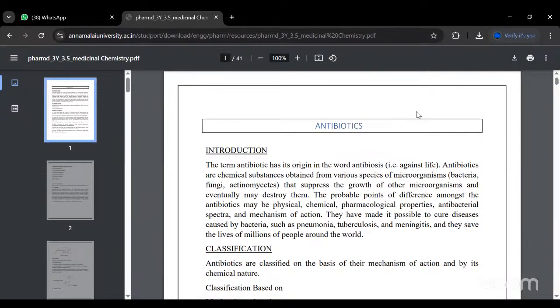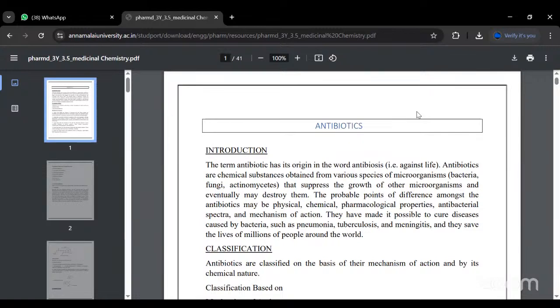Next one, the antibiotics are chemical substances obtained from various species of microorganisms. The best examples of microorganisms are bacteria, fungi, and actinomycetes. They suppress the growth of other organisms, which organisms? Microorganisms. And eventually may destroy them.